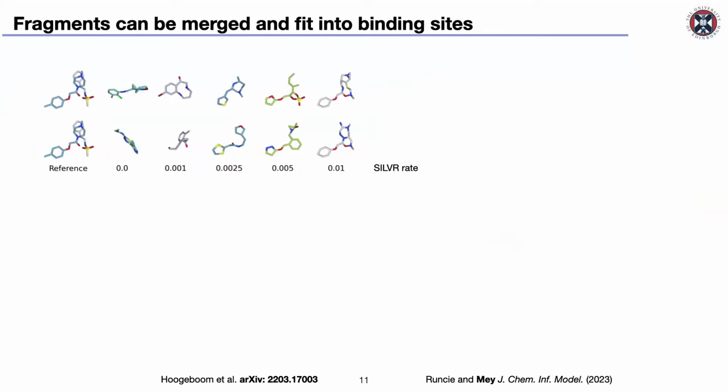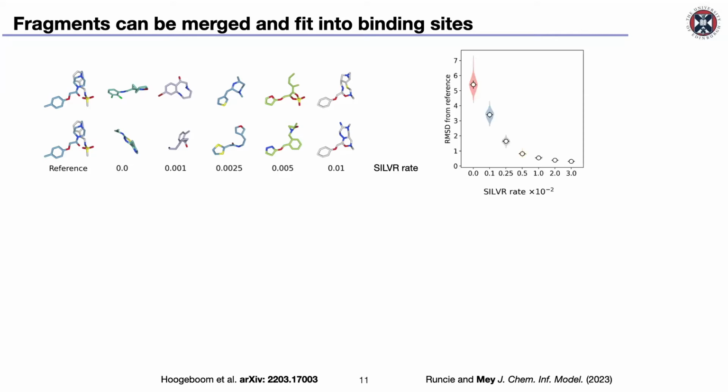All right, so let's have a look at what we can generate and how that depends on the silver rate. So here we have our reference at silver rate 0, so we're not doing any conditioning at all. We basically get random molecules. They have nothing to do with the original fragments. And as you increase the rate, you can see that certain motifs are basically conserved in our generation. Okay, we can stare at a bunch of samples. That is not very informative.